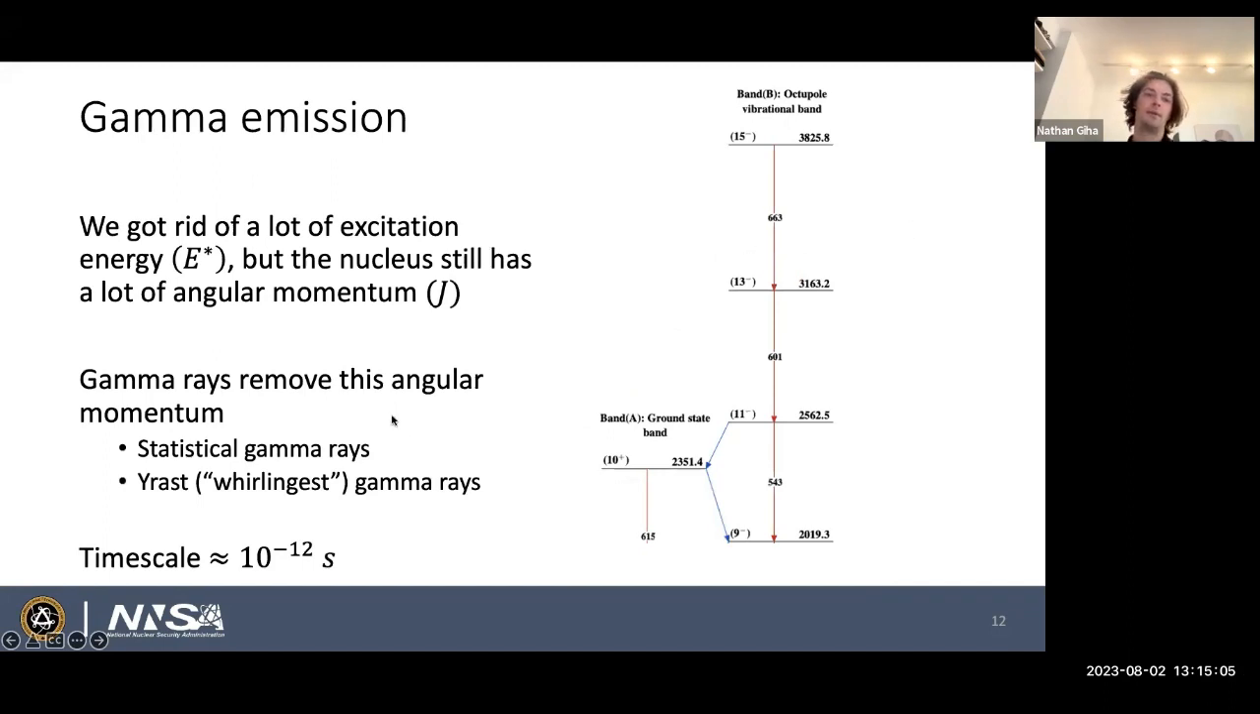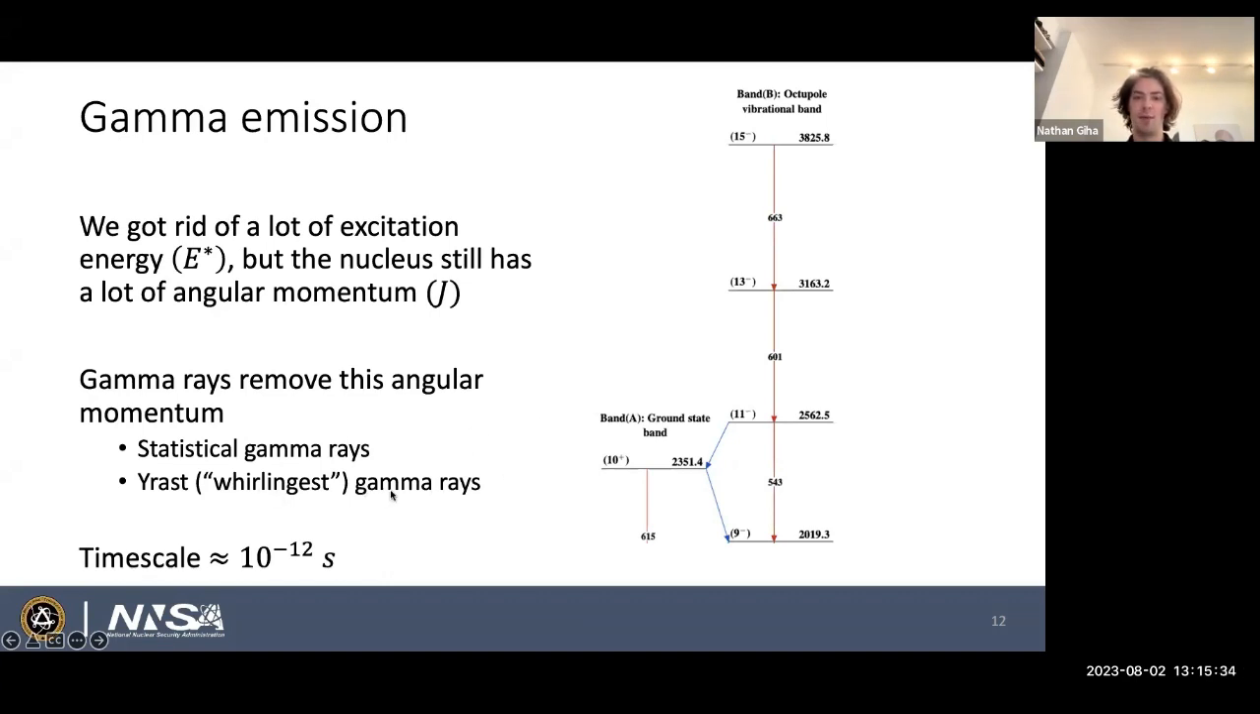And Dr. Ramona Vogt will talk a lot more about this tomorrow. The gamma rays from fission remove some excitation energy, but mostly they remove a lot of angular momentum. And I'm going to classify these into two different categories. There are statistical gamma rays, which perform a similar function as neutrons, and they mostly get rid of energy rather than angular momentum.